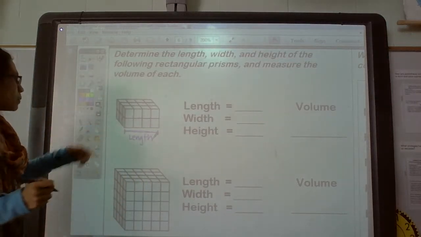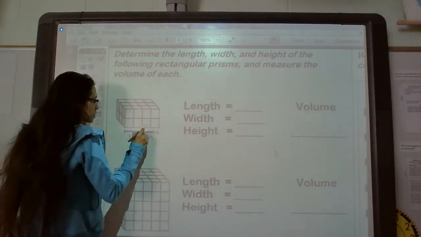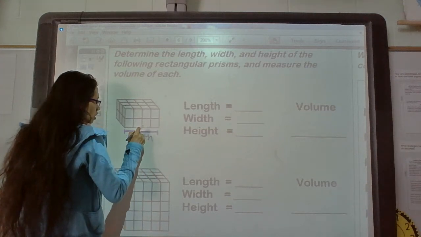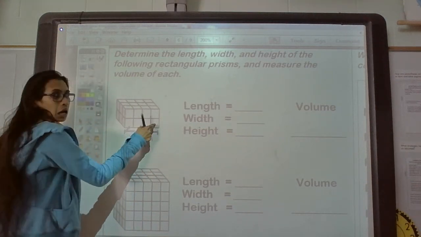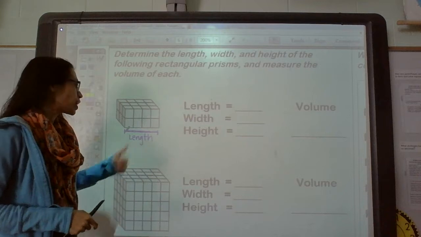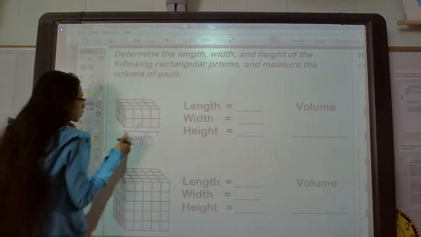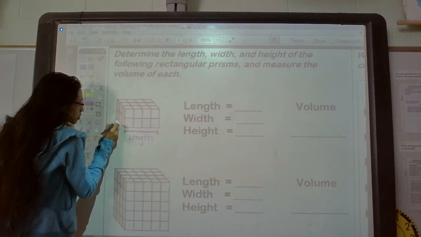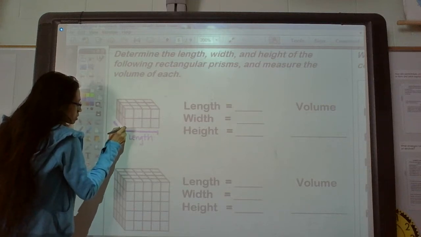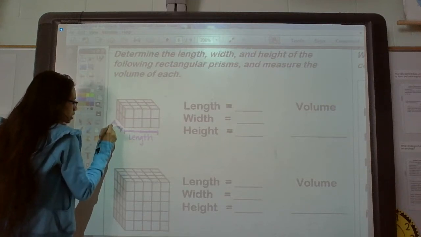All right, so how many do you see here? I'm not counting it for you. You better figure this out. All right, now, so write that number right here for your length. For the width, that's this right here. That's how wide it is. From here to right here, and that's your width.